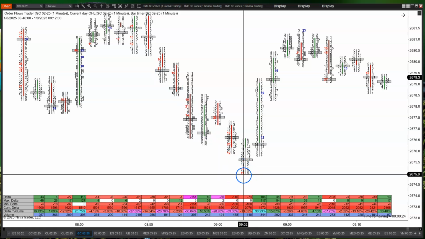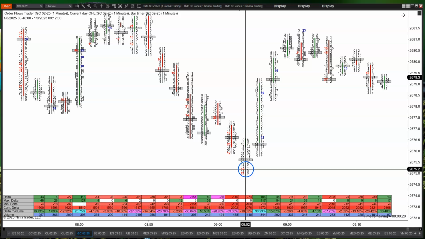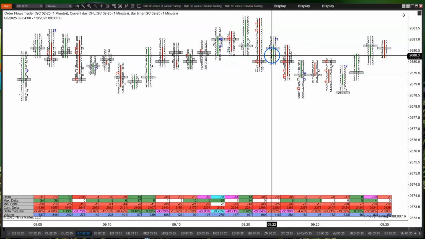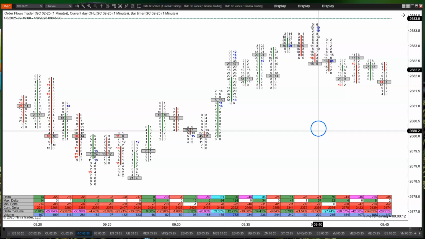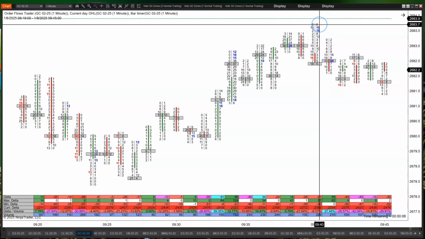It left that footprint, so to speak, in the market, and the market reversed, right? Then we started going back up. Then we go sideways here, okay? And then we get up here, right? This green line is our high of the day, and we're pushing up near the high.